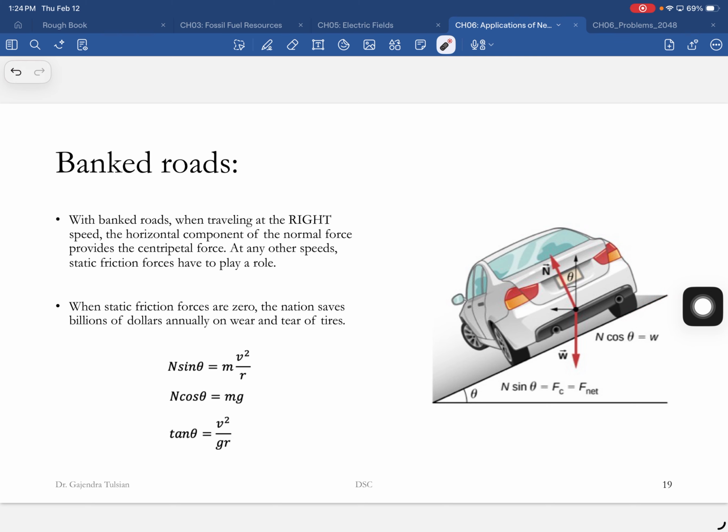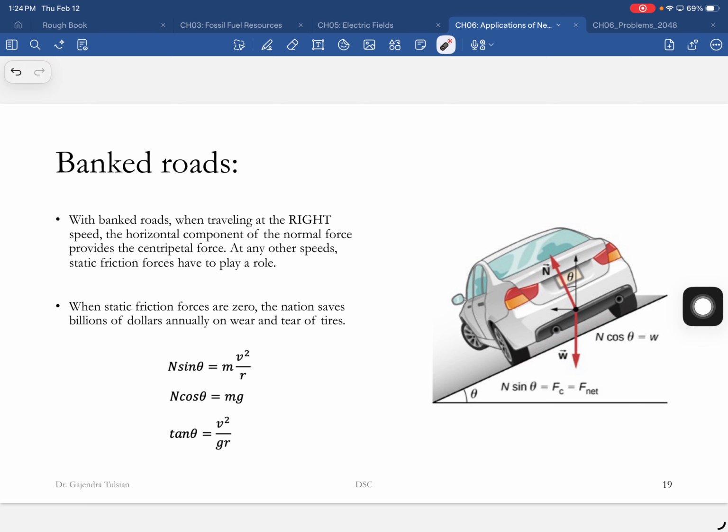So for instance, I don't know if you've been to this speedway here, they have a 30-degree bank, and the correct speed at that bank not to use static friction force is 90 miles an hour. It's an amazing bank. You guys should go there and check it out.